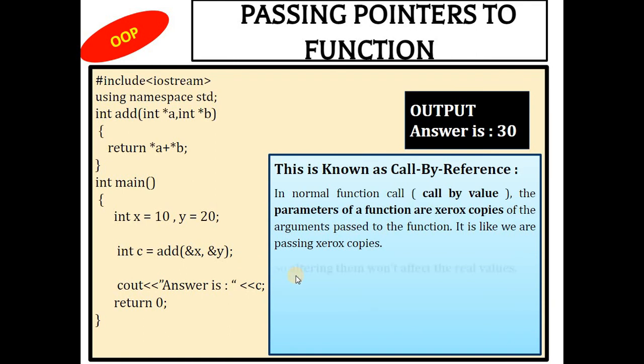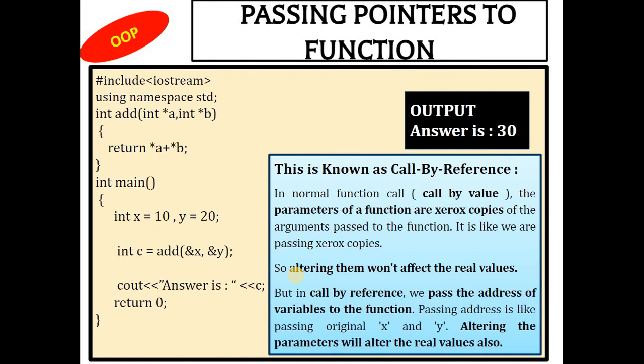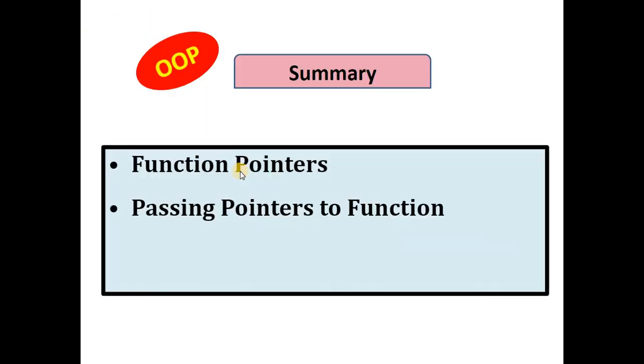So it is like we are passing a Xerox copy. So altering them doesn't actually affect the real values of a and b. However, in call by reference, we pass the address of the variables to the function, that is we are passing the address of x and the address of y, not the values 10 and 20. So if we alter the values of a and b, say a plus 2, it will actually add 10 plus 2. That means it is altering the parameter a, and b will also alter the real values x and y. That is what happens in call by reference. This is passing a pointer to a function using call by reference.